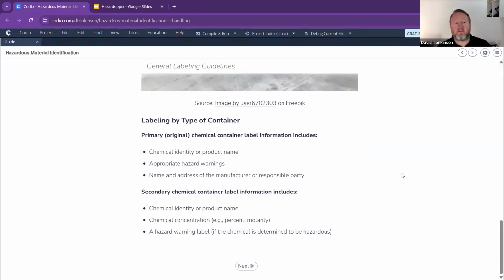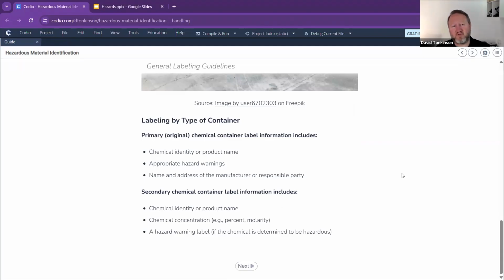Now, this is the labeling process that we basically have, the labeling requirements. So our primary container must contain a chemical identity or product name. So it must tell us what it is. It must have the appropriate hazard warning on it, clearly labeled. And it must have the name and the address of the manufacturer or the responsible party on that. Now, you kind of think secondary container will get a bit more lax about it.